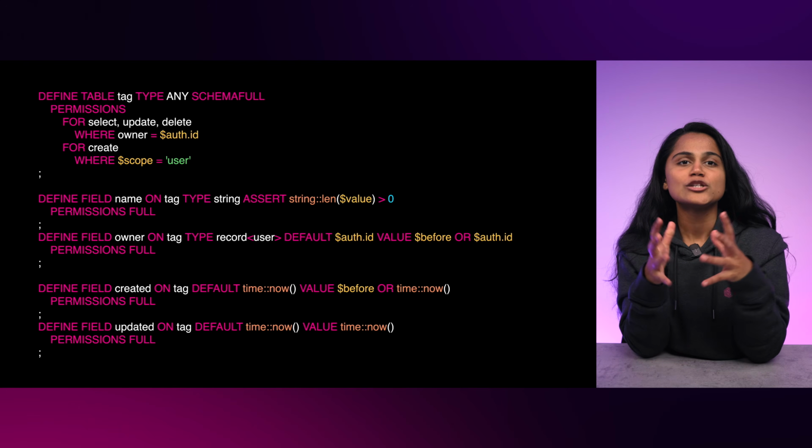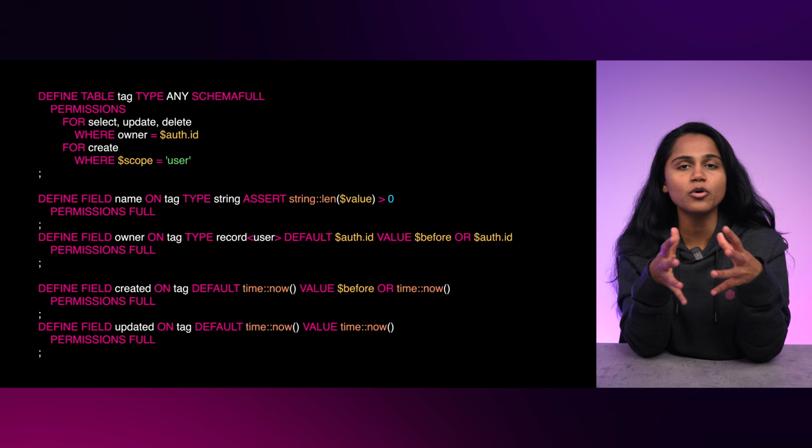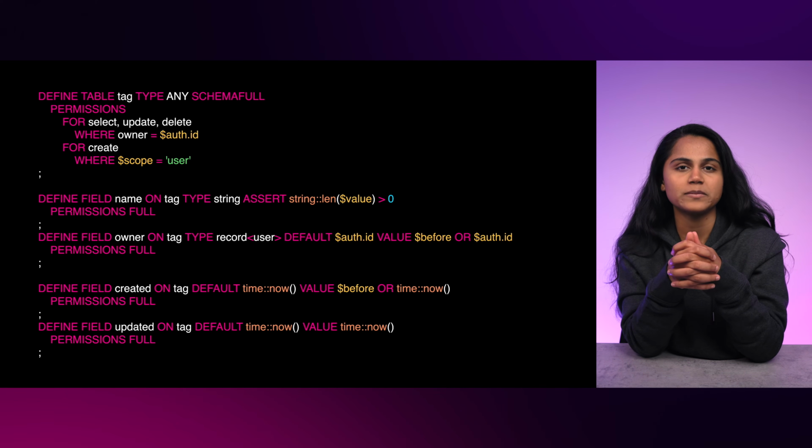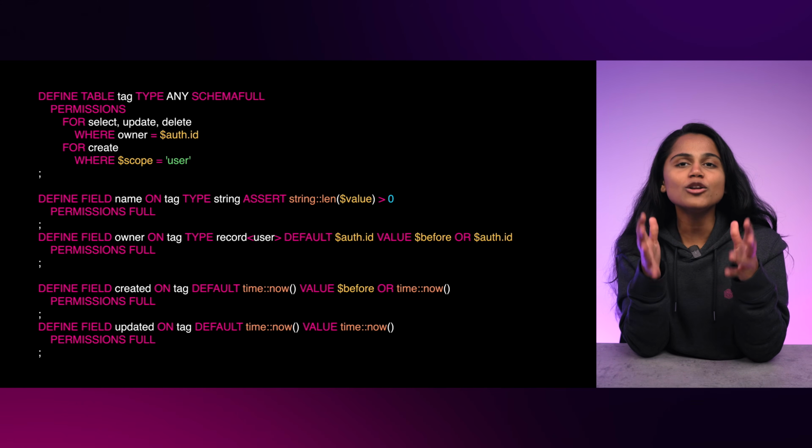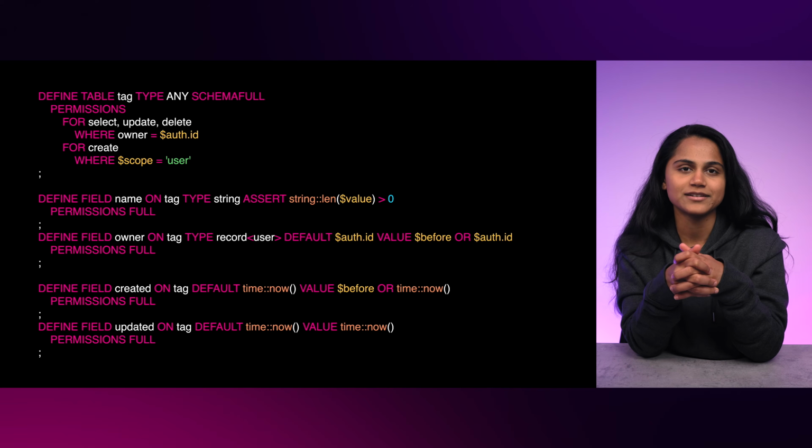The cool thing here is that SurrealDB has parameters that can store variables. So scope, auth, and value are parameters along with before, which is a special kind of parameter that accesses the original value of the record. All of them start with the $ character.